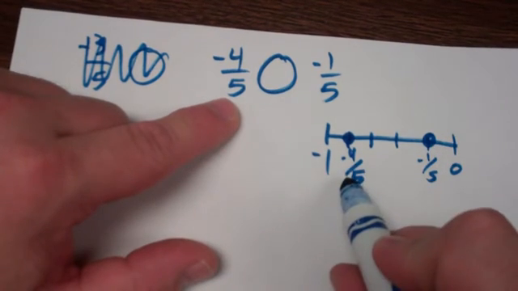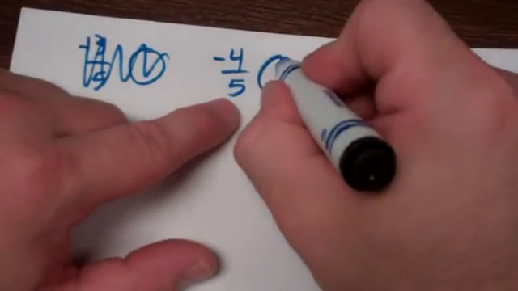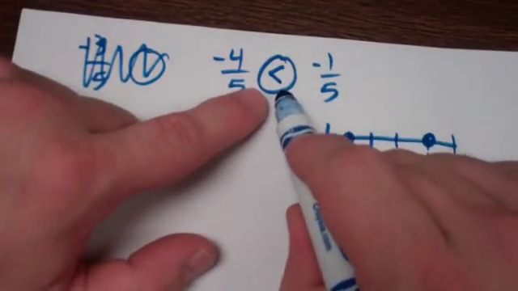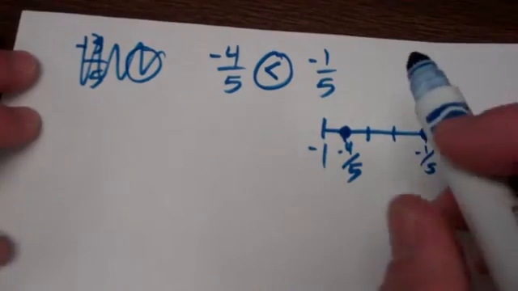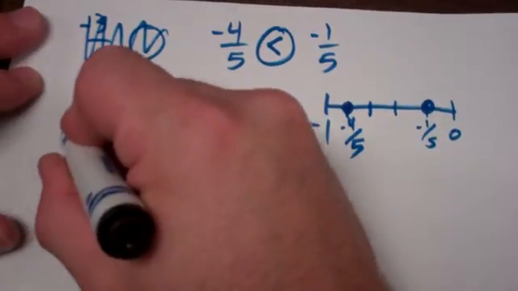The problem is negative 4/5 sounds bigger, but which one's actually to the right? Negative 1/5. So I would say that negative 4/5 is, that's the less than sign by the way, less than negative 1/5. The next one is in the positive, so we'll better be able to understand it.